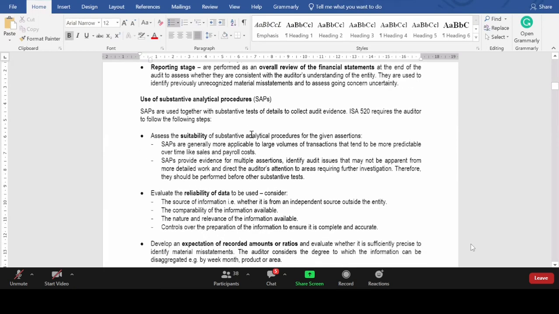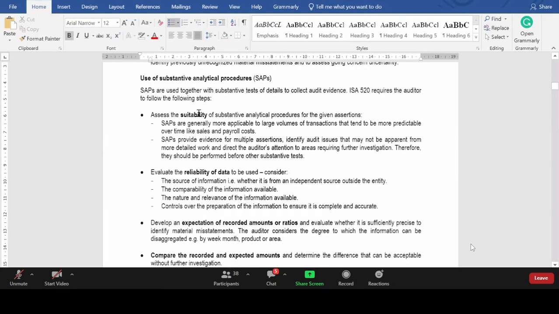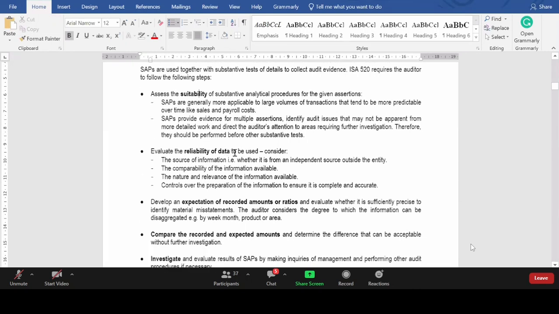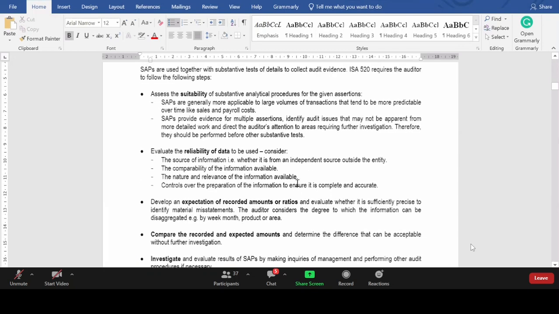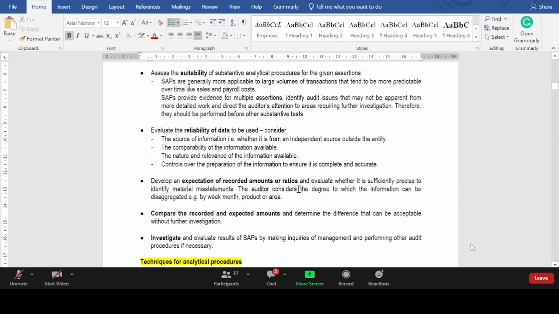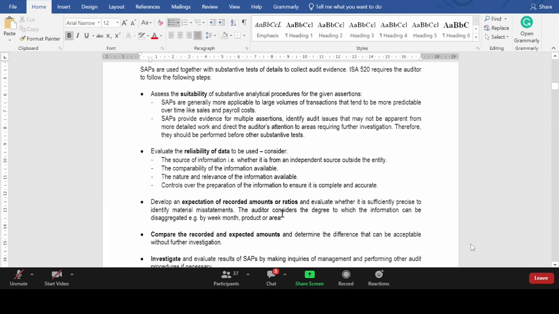There are steps you follow before you use analytical procedures. You must ask yourself, are they suitable? Will comparison give you the right evidence or not? Do you have reliable data to compare? If you don't have reliable data to compare, then you don't use them. Then develop an expectation of recorded amounts or ratios. You can also use ratios to compare, like gross profit margin for the current year or the previous year, so you compute the ratios.